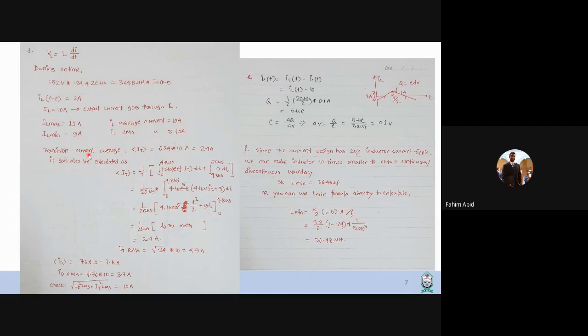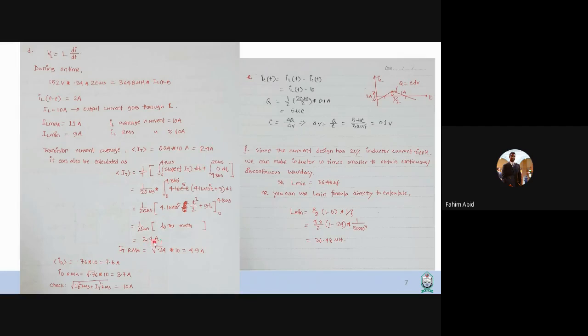So for the transistor average current, we know that it basically depends on the duty cycle and the inductor current. So the transistor average current is 0.24 multiplied by 10 amp. So you get 2.4 amp. This is another way of calculating the transistor average value using the formula of the average current that you know. So this is another way of solving this, 2.4 amp.